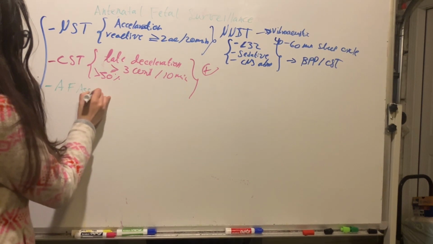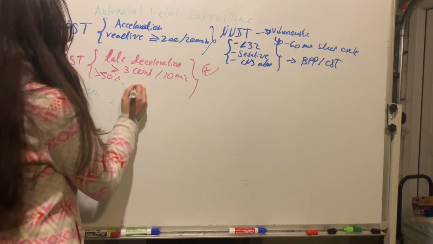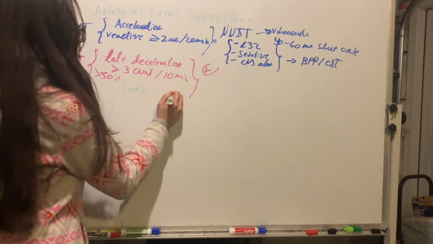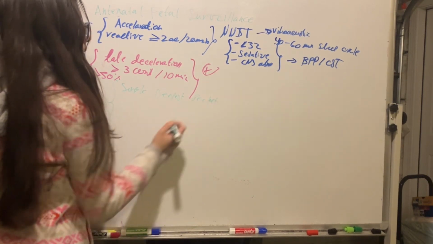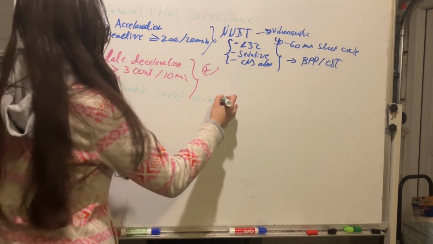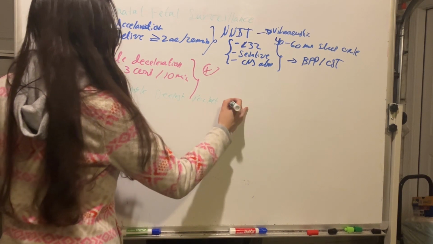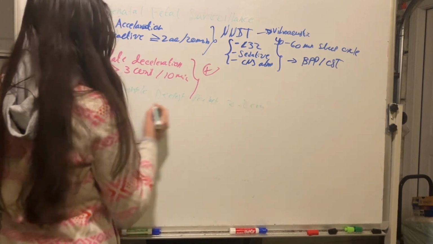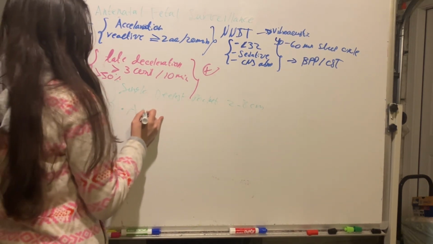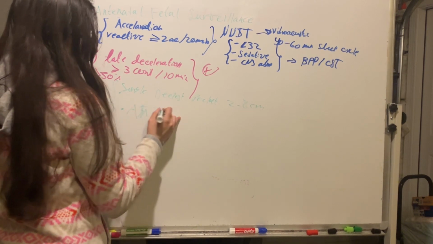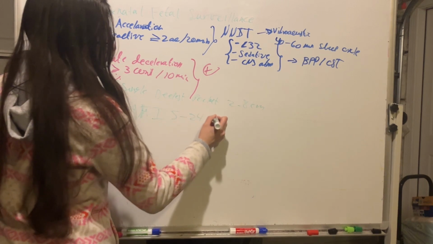We have the amniotic fluid assessment. We can evaluate the single deepest pocket, or single vertical pocket, which is the same, where normal is between 2 to 8 centimeters, or we can use the amniotic fluid index, which normal is from 5 to 24 centimeters.